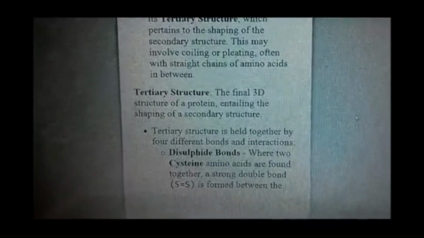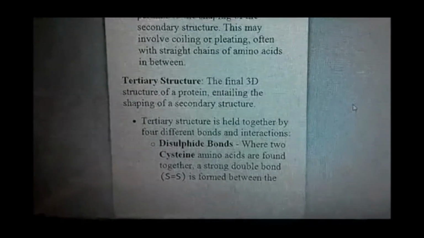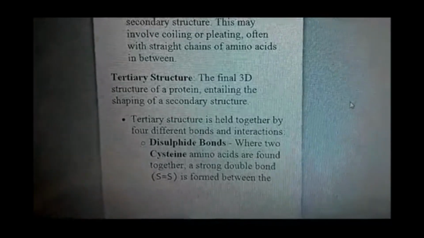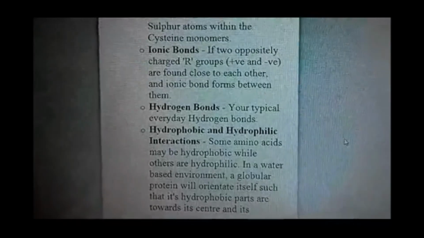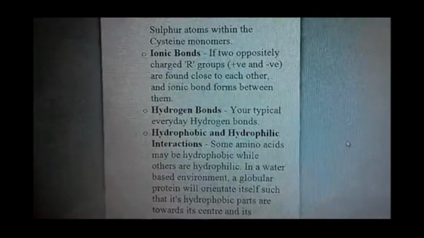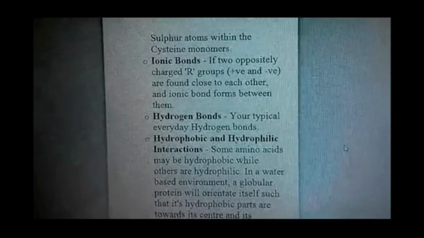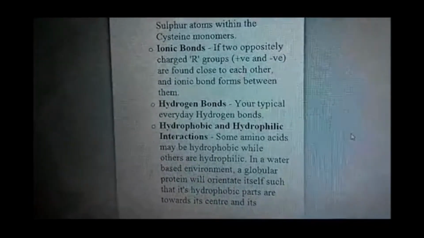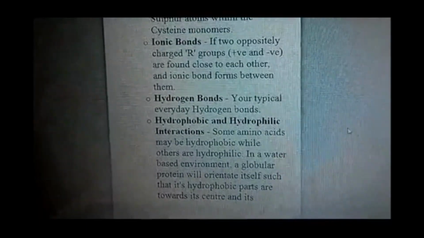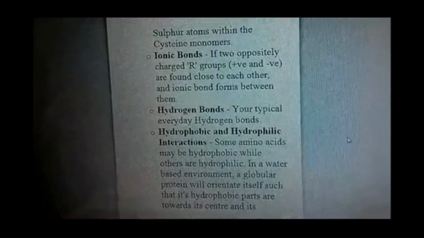First, disulfide bonds, where 2 cysteine amino acids are found together. A strong double bond S-S is formed between the sulfur atoms within the cysteine monomers. Second, ionic bonds. If 2 oppositely charged R groups, positive and negative, are found closer to each other, an ionic bond forms between them. Third, hydrogen bonds. Your typical everyday hydrogen bonds.